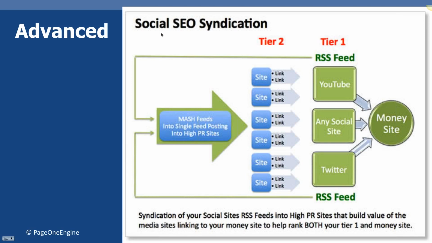This is an advanced version of that, and it's an SEO social syndication for you advanced guys. If this is going over your head, don't worry. You don't even need to do this. I mean, because you saw what kind of results we got. But if you took your feeds from these social sites, web 2.0 sites, and the RSS feeds, and you mashed them together and then put that mash into a link network, and then those links went back out to your social sites that are connected to your money site, that's kind of like social syndication on steroids.